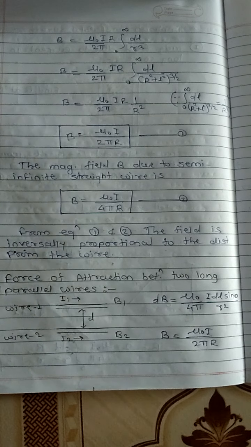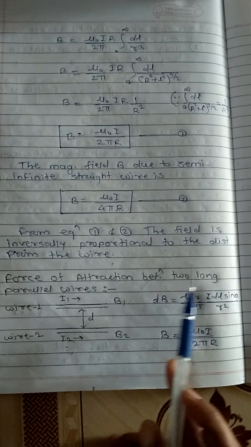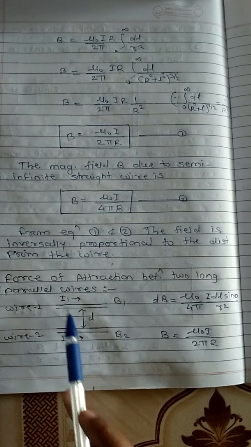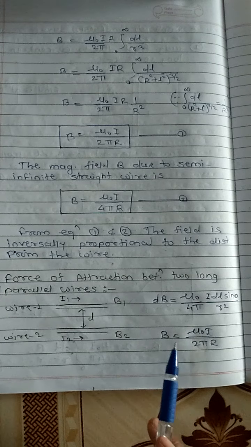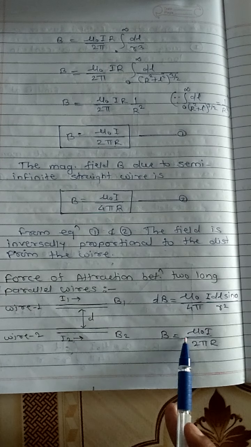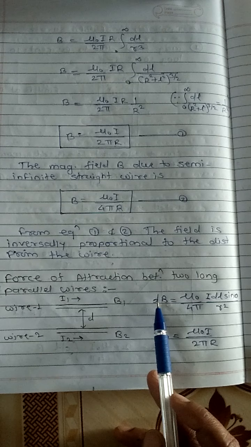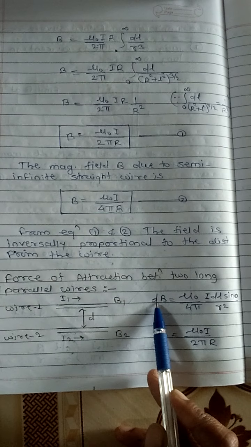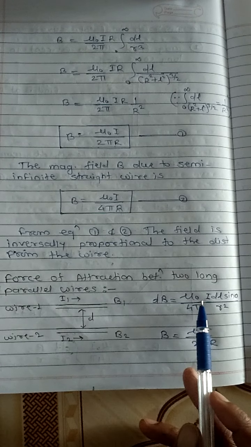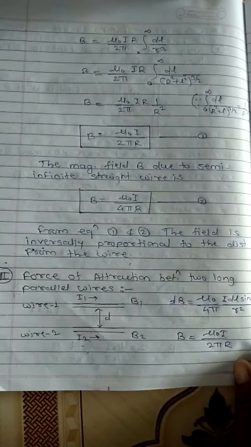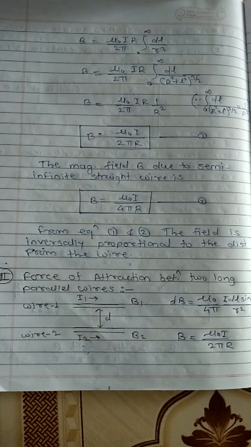Second application of Biot-Savart's law: force of attraction between two long parallel wires. In the last lecture, we discussed one formula, B is equal to mu 0 I upon 2 pi r, and by using the Biot-Savart's law, dB is equal to mu 0 upon 4 pi I dl sin theta upon r square. Now to find out the force of attraction between two long parallel wires.